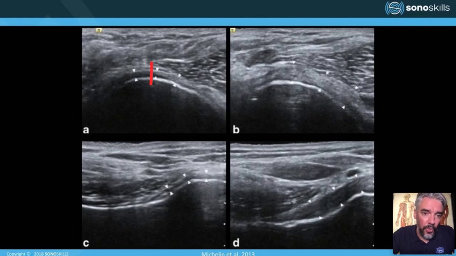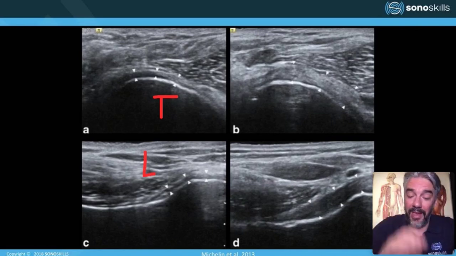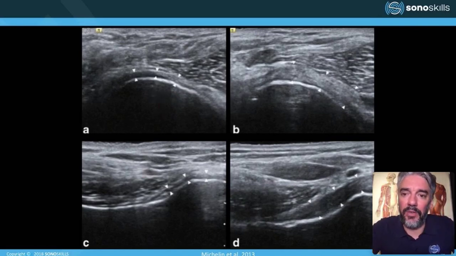A relatively normal image, but in B, we can see an increase of thickness of the capsule. And this, like mentioned, in frozen shoulders you can see it like that. And this is the transverse image. This is the longitudinal image, both healthy and affected. And we can see this clear change in capsule thickness, but also in echogenicity.